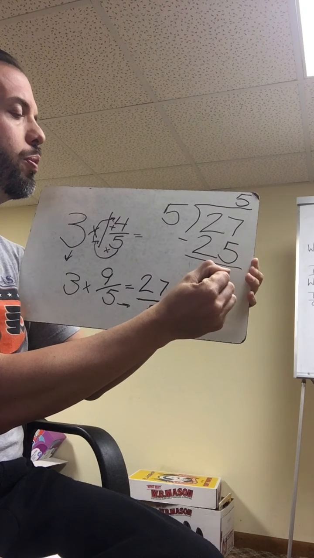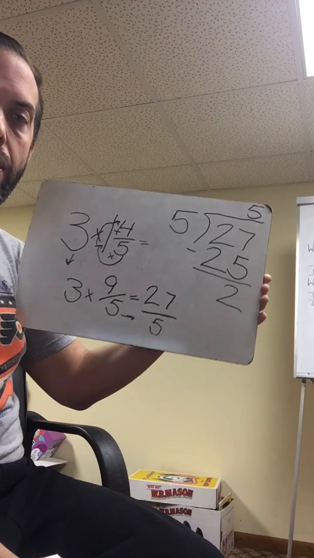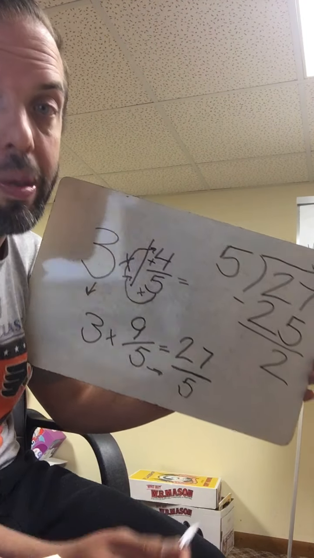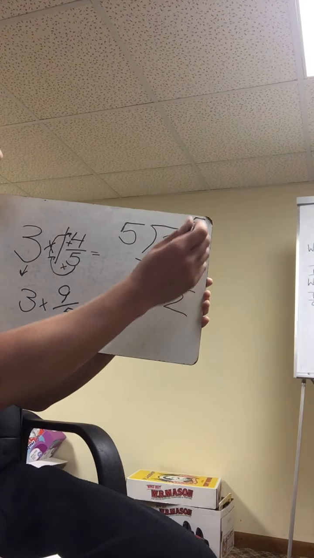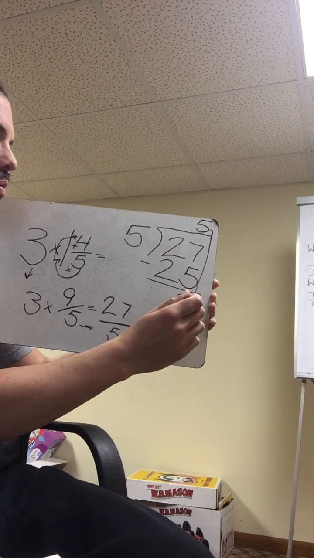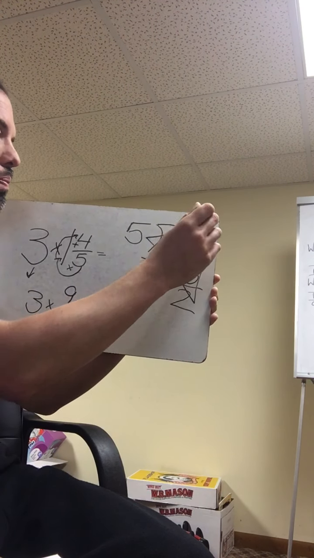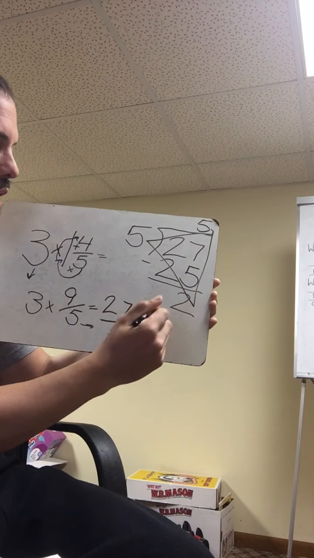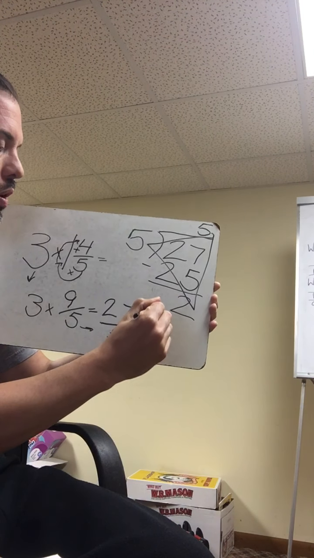Subtract, and I'm left with 2. All right, what are the 3 words? There are 3 magical words every time. It's going to be the same order to get those mixed numbers: quotient, remainder, divisor.